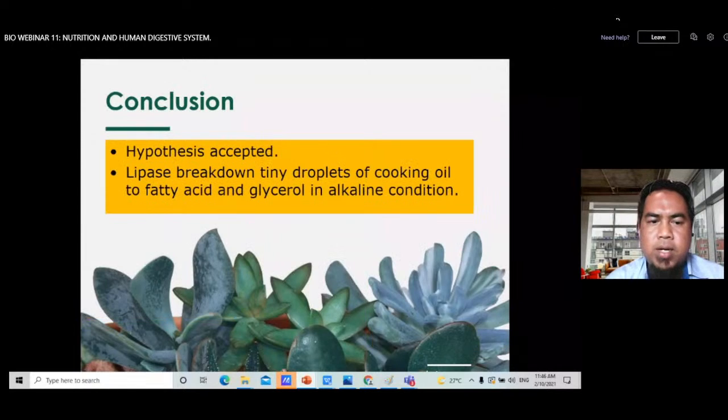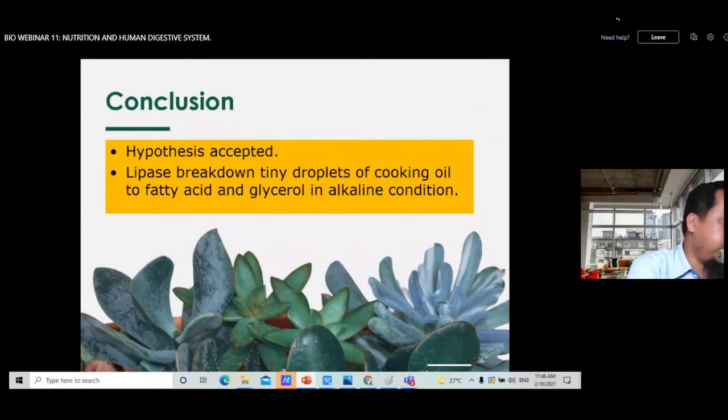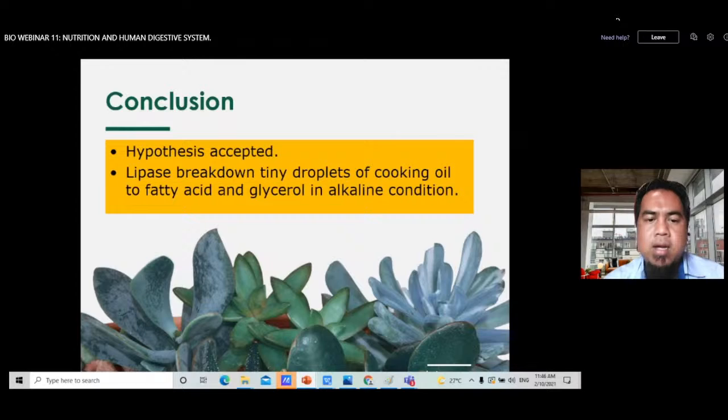Okay, as a conclusion, if you read the hypothesis in activity 9.3, lipase hydrolyzes lipid into fatty acid and glycerol, yes, the hypothesis is accepted. Okay, as a conclusion, hypothesis is accepted. So lipase breaks down tiny droplets of cooking oil in this experiment to fatty acid and glycerol in alkaline condition.